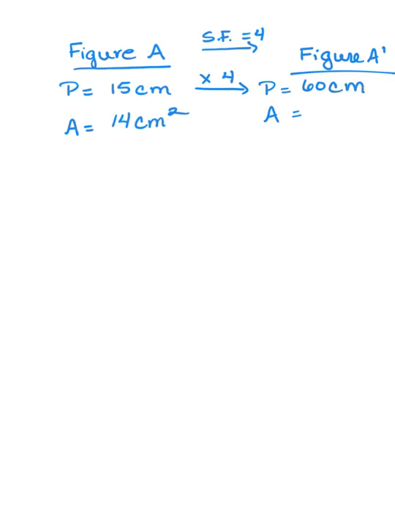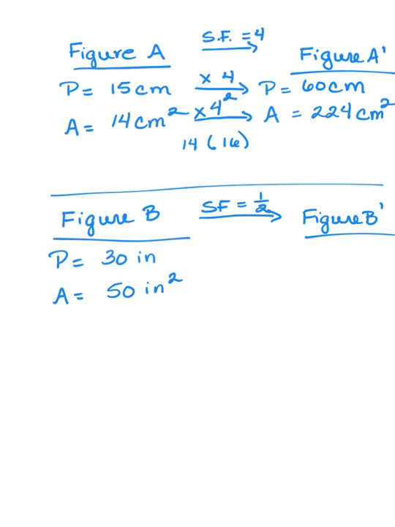Because the scale factor affects the area to the second power, we would take the scale factor of 4 and square it and multiply that by the original area. So in other words, I'm taking 14 and multiplying it by 16 to find the new area. The area of figure A prime would then be 224 square centimeters.